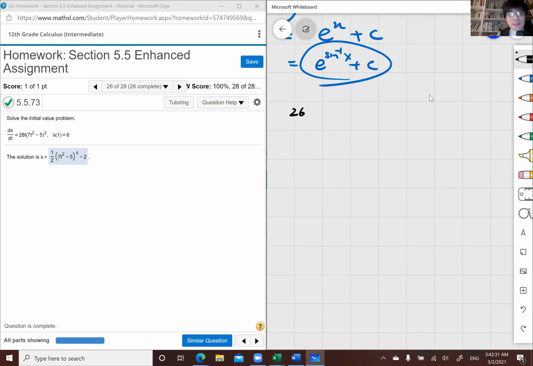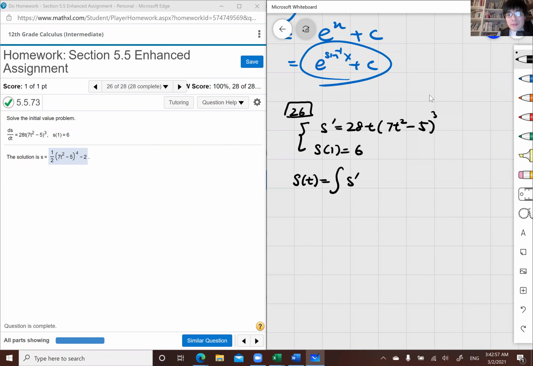Number 26. This is the initial value problem where s' is equal to 28t(7t² - 5)³ and s(1) is equal to 6. So the initial condition is given. Let's find s. s(t) is the integral of its derivative with respect to t, so you just need to integrate the derivative.